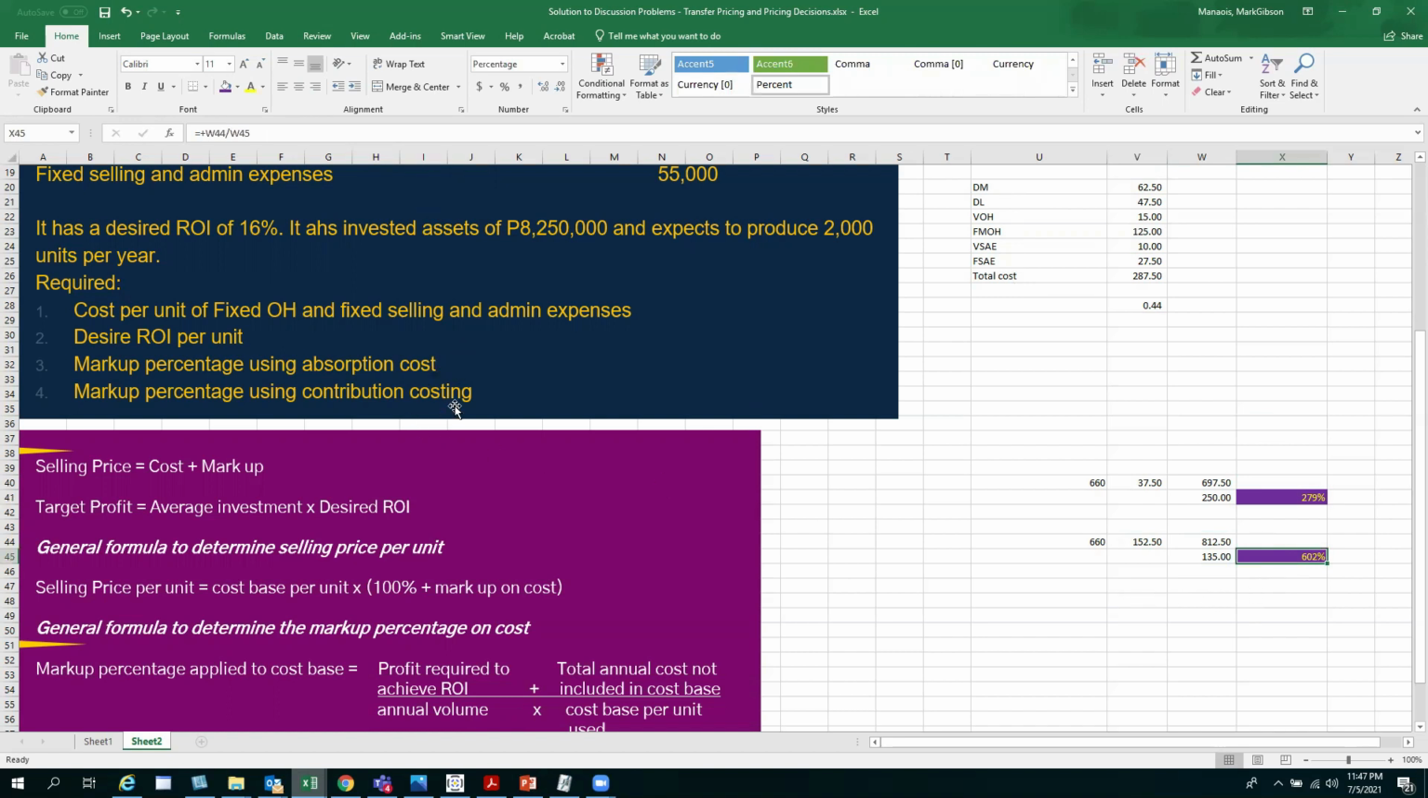So doon lang siguro, no? So be careful in calculating for markup percentage. Kailangan alam mo muna kung ano yung costing method. Is it full cost or absorption cost or contribution costing or contribution approach?